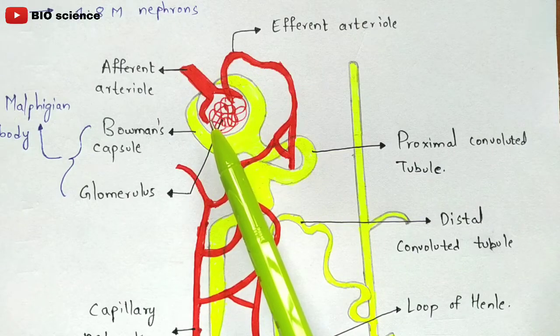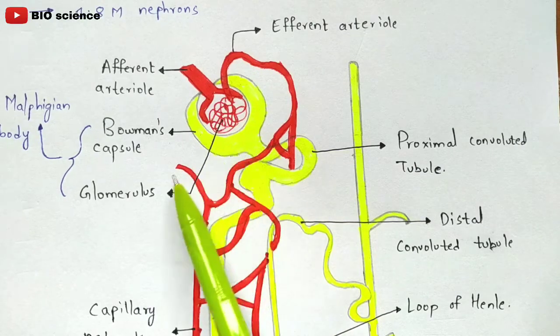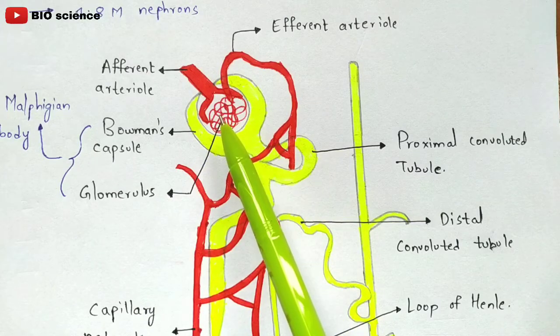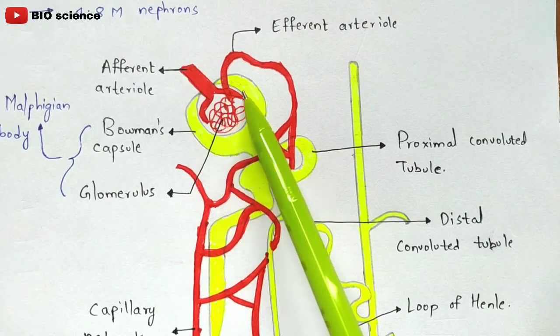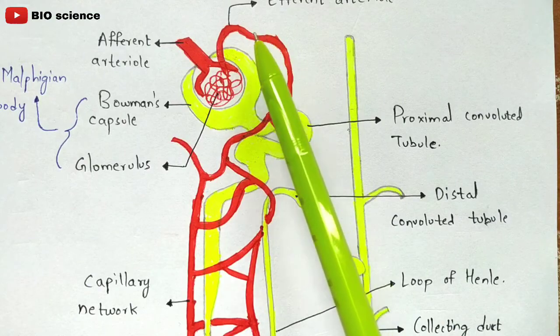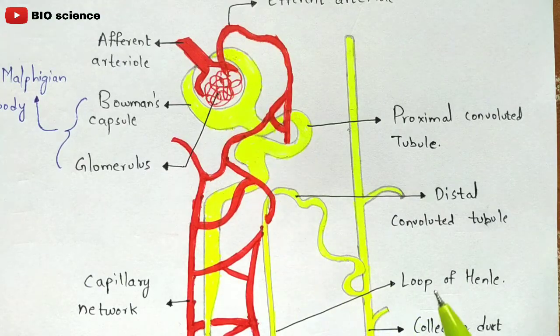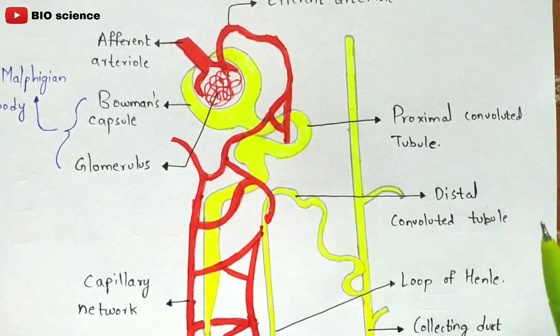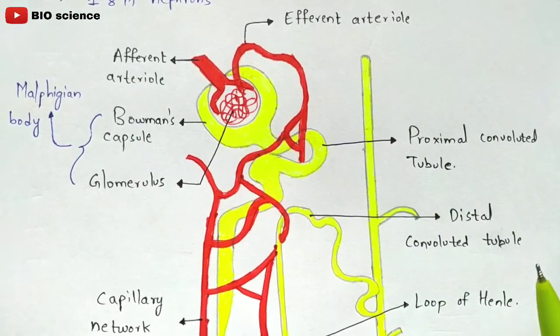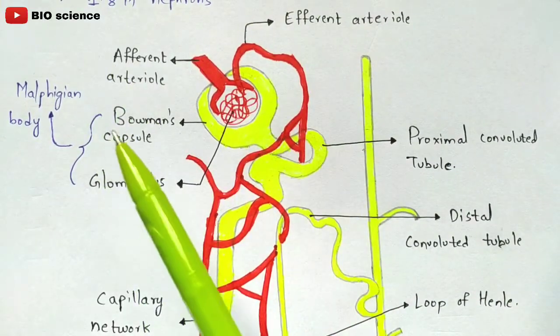Filtration of the blood will be done in this Bowman's capsule. The major part of the filtration of the blood will be done in the Bowman's capsule with the help of this glomerulus. Fine. So here the blood will enter and here the blood will escape, or else it will end. This is the end point, right? It will shift towards these other parts. Right, so you have got to know about the afferent arteriole as well as the efferent arteriole.